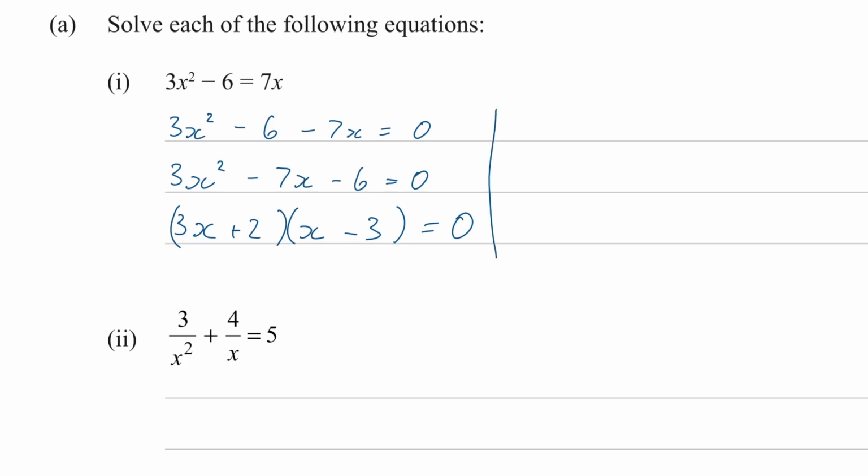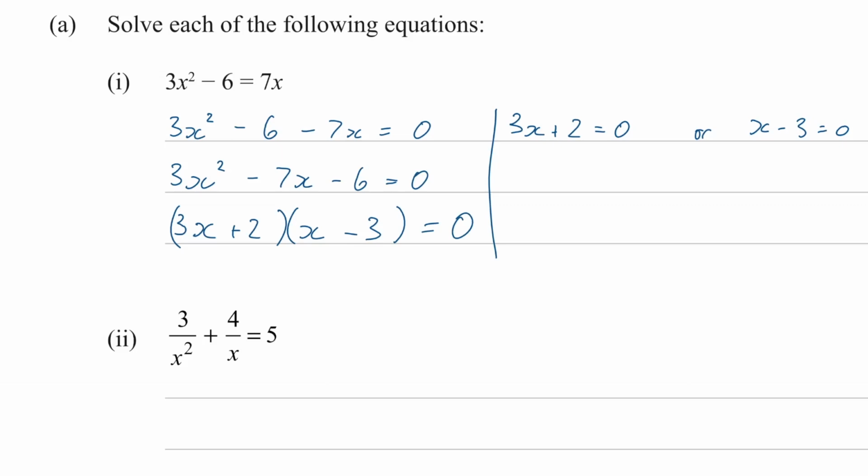but it asked us to solve, not to factorize. So to solve this, we set both brackets equal to 0, because for something times something equals 0, one of them must be 0. So that gives us 3x plus 2 equals 0, or x minus 3 equals 0.